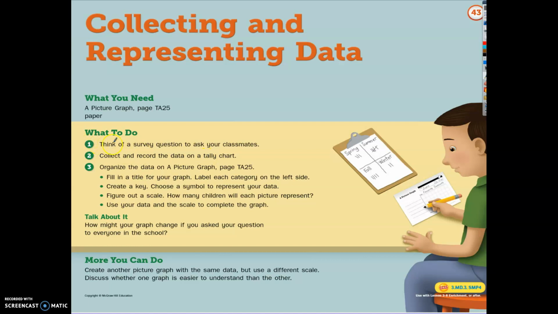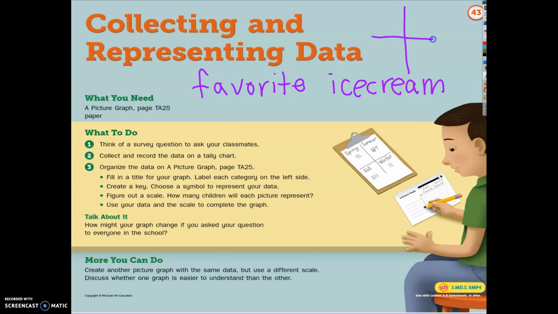So, the first thing that you need to do is think of a survey question to ask your classmates, but in your case, you'll ask your family. So let's think about some things. It could be favorite ice cream flavors. Okay, and if this was your paper, you might give them just some choices.